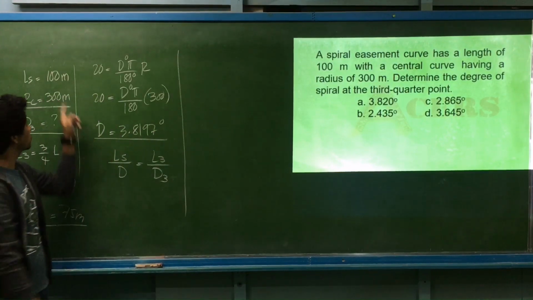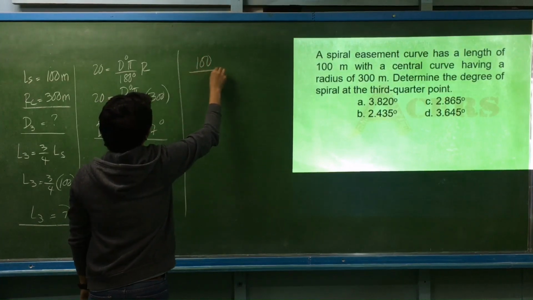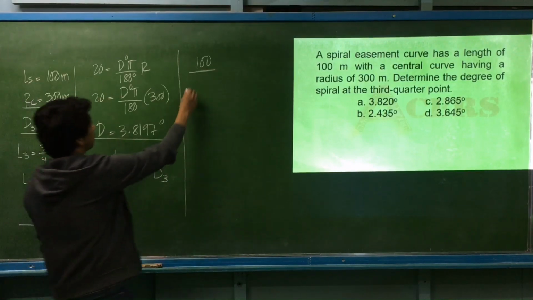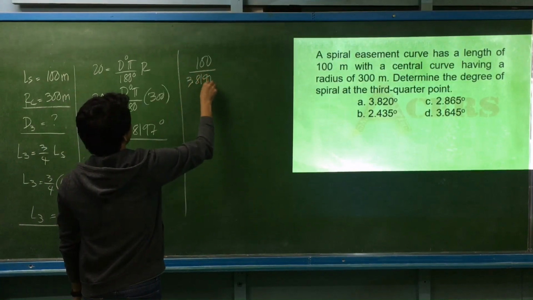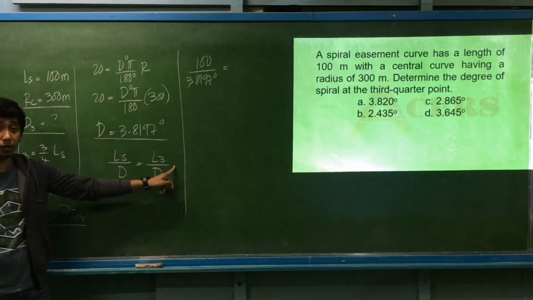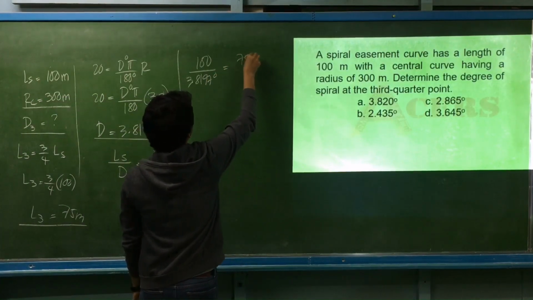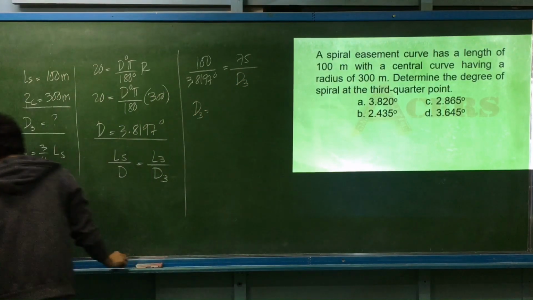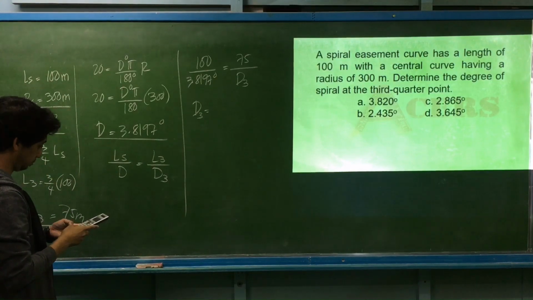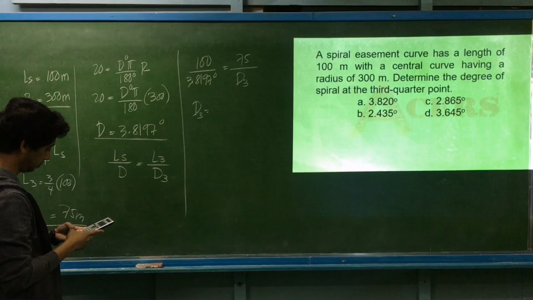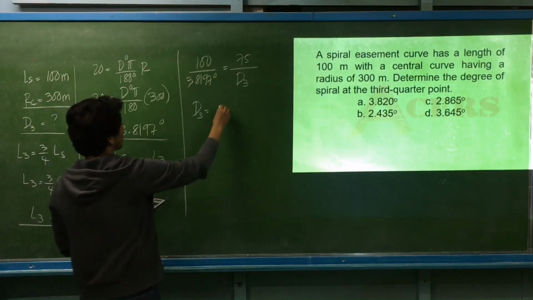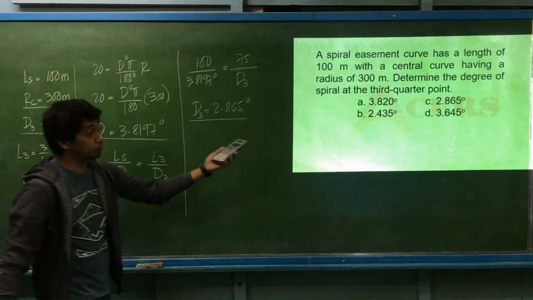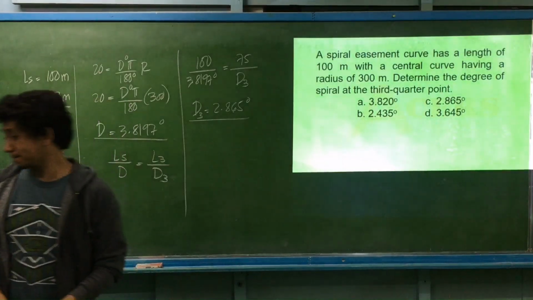We have, what is the length of the spiral? That is 100. Ano yung degree niya corresponding to its central curve radius? 3.8197 degrees is equal to, on the third quarter of the spiral is 75 meters is to d sub 3. This is the degree of the curve on the third quarter. So that will be equal to 2.865 degrees. Okay, so sa choices natin, we have, is letter C.